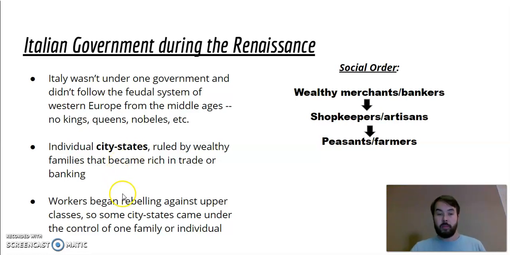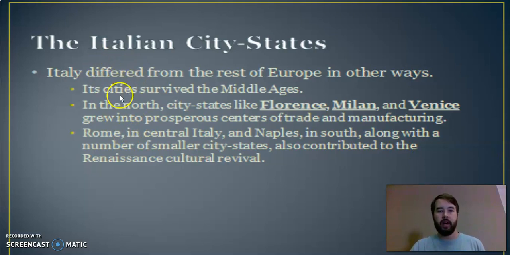Workers during the Renaissance actually began rebelling against the wealthy upper class, and some city-states came under the control of just one family or one individual that managed to maintain power. The social order in Italy during the Renaissance: at the top were wealthy merchants and bankers. The next level were shopkeepers, artisans, and business owners, and at the bottom were peasants and farmers that worked for the wealthy.